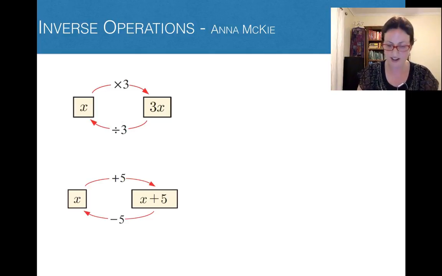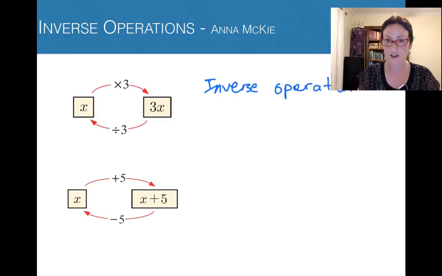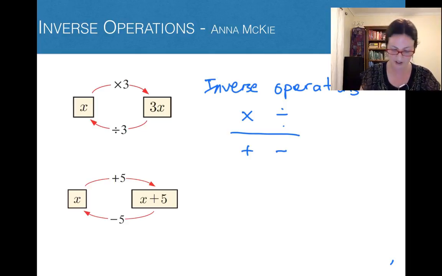So let's write that down. Inverse operations. I hope that's underneath the picture of me. Multiply and divide. And the other pair are add and subtract. So they're inverse operations.